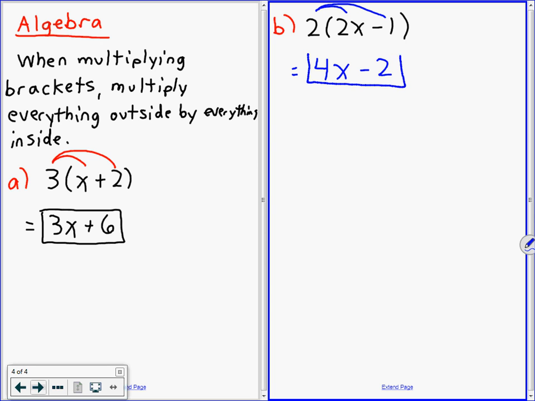Okay, right? So again, it's going to be the number times the number. Right? So 2 times 2 is 4, and then 2 times negative 1 is negative 2.